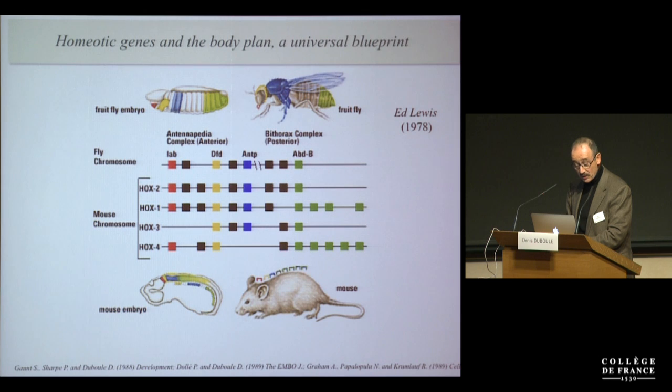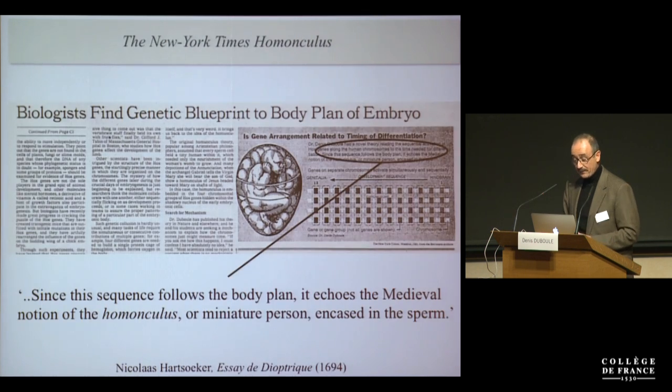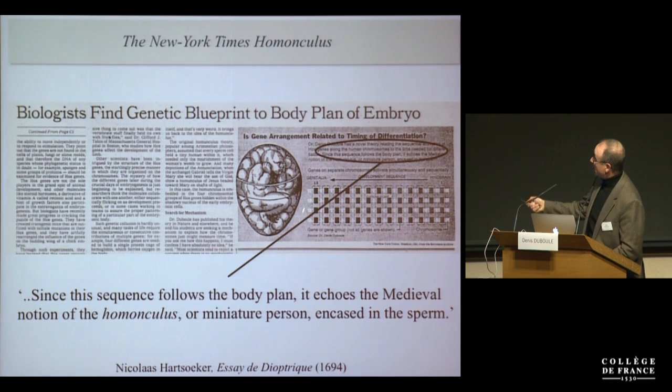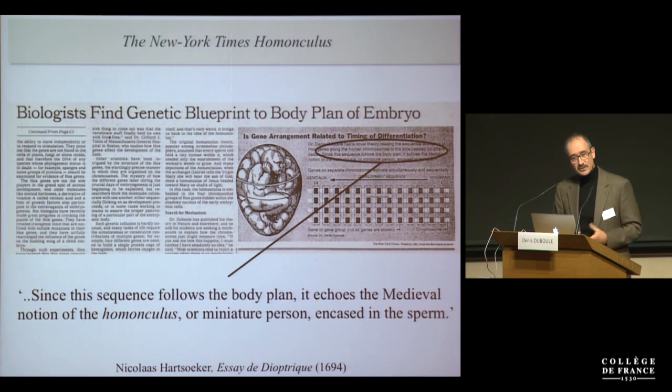And it is because of this similarity that the New York Times in the early 90s reported this drawing of this homunculus. Since the sequence follows the body plan, it echoes the medieval notion of the homunculus, or miniature person encased in the sperm. And as you know, this idea was fantastically illustrated by Nicolas Hartsoeker in his famous book, the Essai de Dioptrique, in 1694.